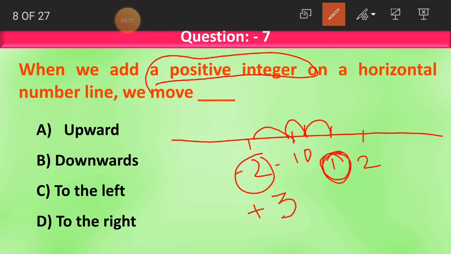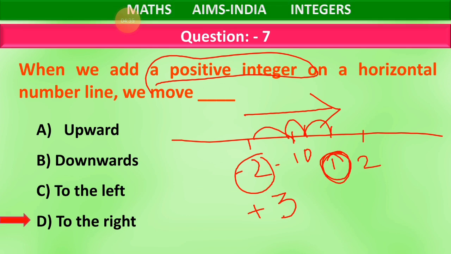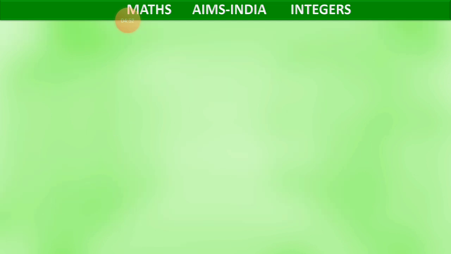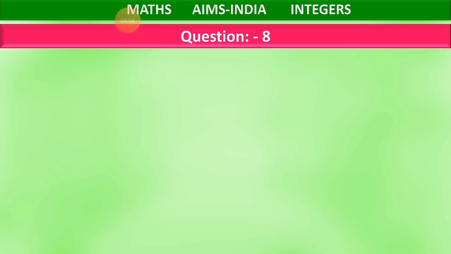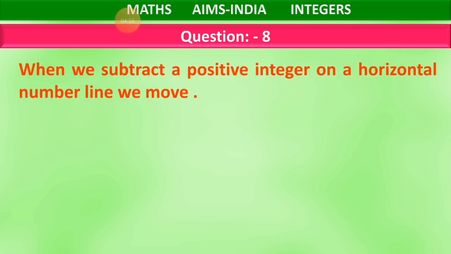Now in which direction did I move? I moved towards my right. So the correct answer is right. When such questions are asked, no worries if you don't remember the rule. You can just take a number line and solve it. Now you take an example of your own, solve it and then answer it. Okay children?